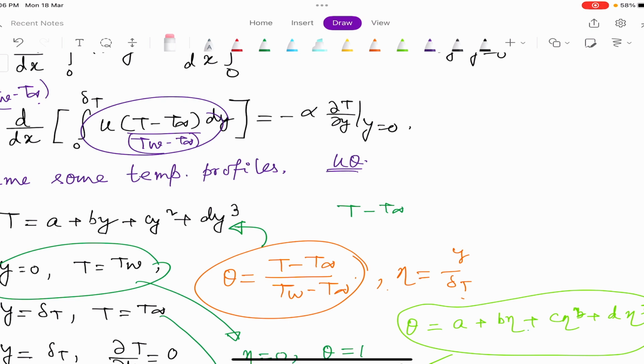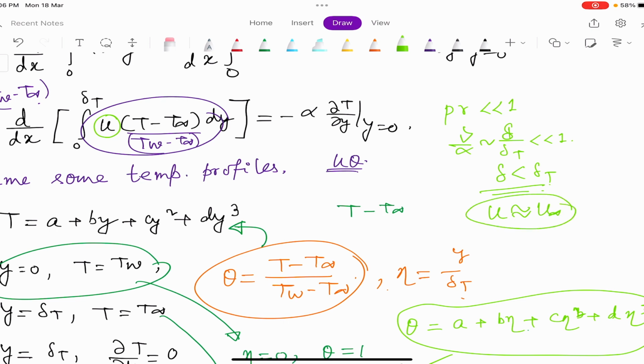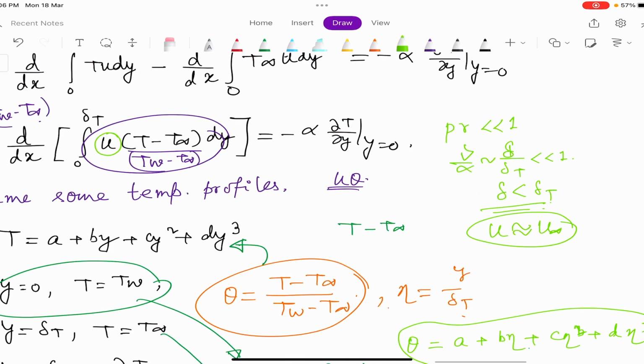So now you have another variable here, u. So for Prandtl number much less than 1, what do we have? Prandtl number is nu by alpha, and that is the measure of delta by delta t. So delta by delta t is much less than 1, that means delta is less than delta t. So delta is inside delta t, then I have told you already, you can take u to be almost u infinity at all the regions. So then this u becomes u infinity and you solve your problem.